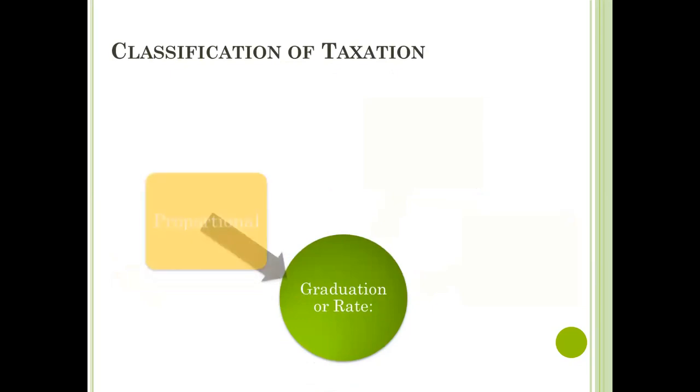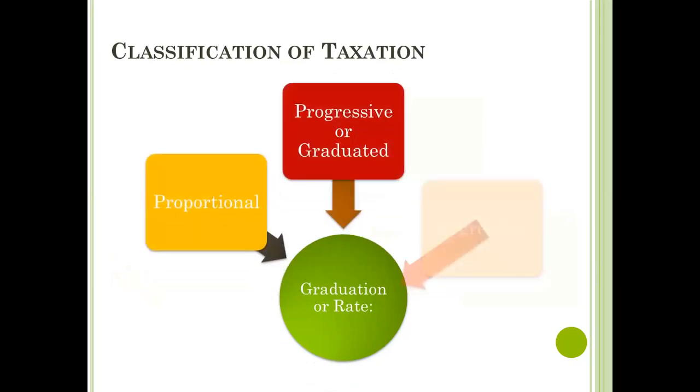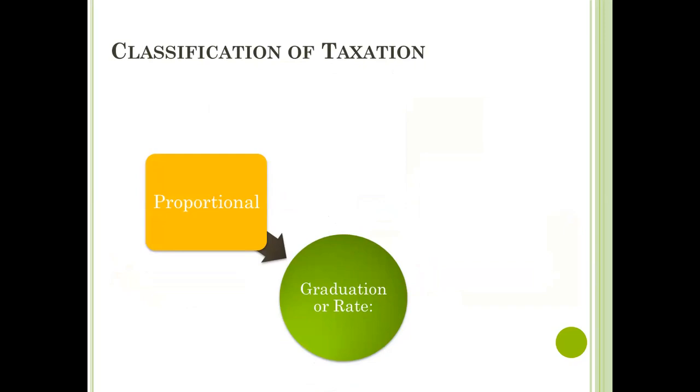So the last classification of tax is graduation or rate. We have the proportional, progressive or graduated, and also regressive. So for proportional, the tax is based on a fixed percentage of the amount of the property, income, or other basis to be taxed. So real estate tax, value-added tax, and other percentage taxes. These are the examples of proportional tax.